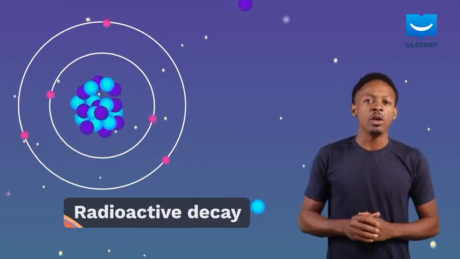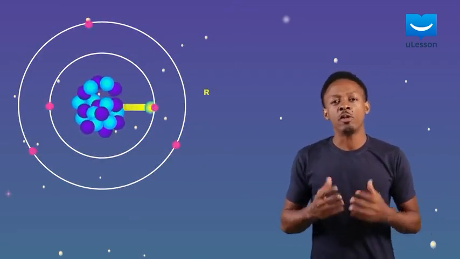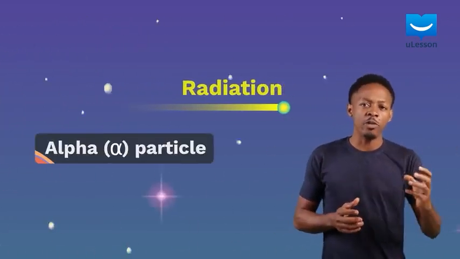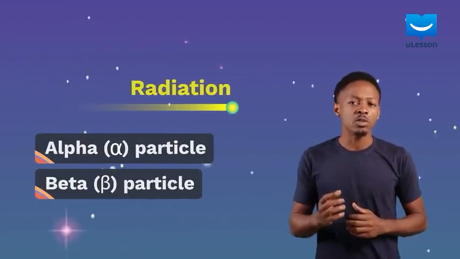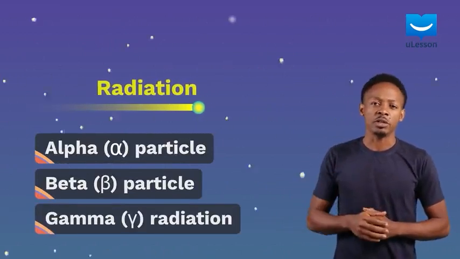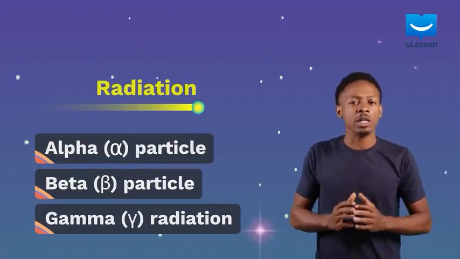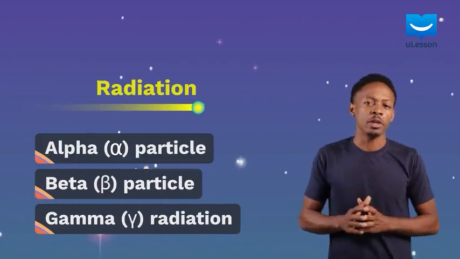To return to a stable state, the nucleus can release one or more protons or neutrons from its nucleus. And this is what is called radioactive decay. During this decay, energy is released by the nucleus in the form of radiation. This radiation can be in the form of an alpha particle, a beta particle, or gamma radiation. In some cases, other particles are also emitted during this decay.